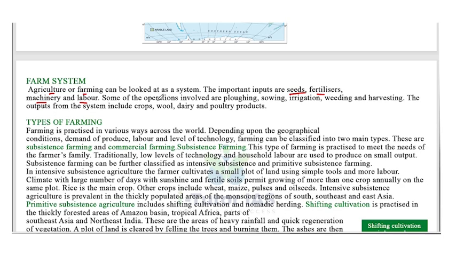Some of the operations involved are plowing, sowing, irrigation, weeding and harvesting. First is plowing, then sowing, then irrigation, that is watering, then weeding and harvesting. The output from the system includes crops, wool, dairy and poultry products.